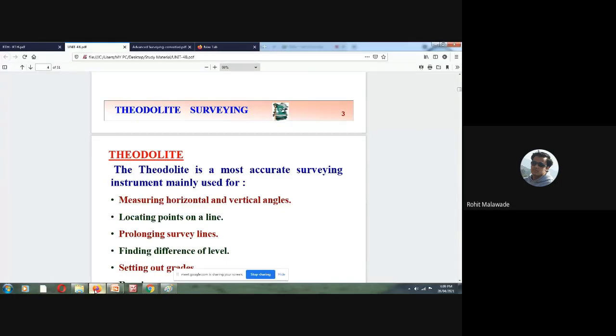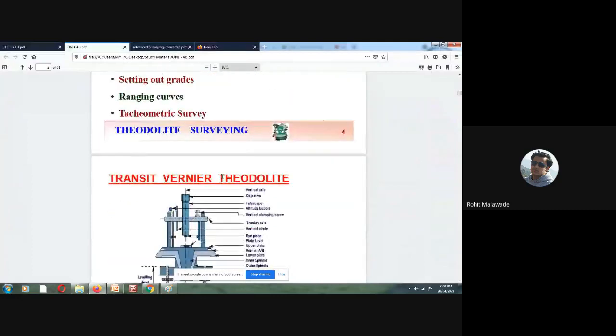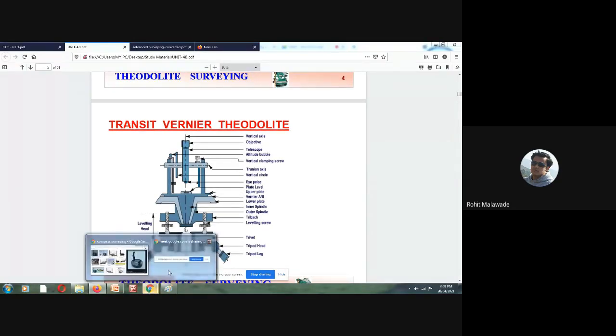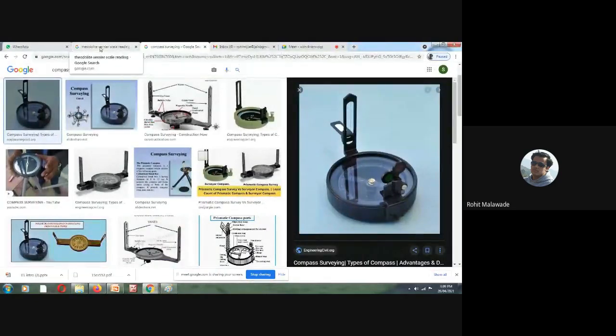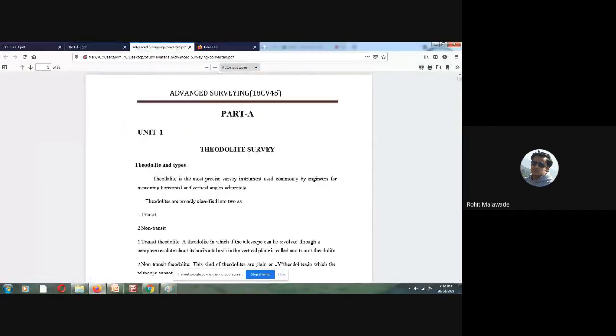So what have we covered right now? We have covered what a theodolite is, and what its uses are. Now we will see what a transit and a non-transit theodolite are, that is, the different types of theodolite. Okay, now this is your theodolite.